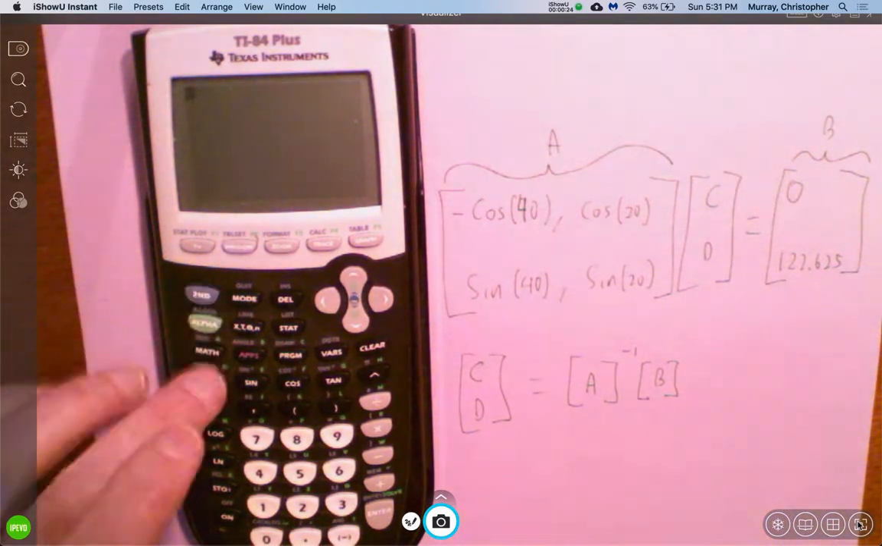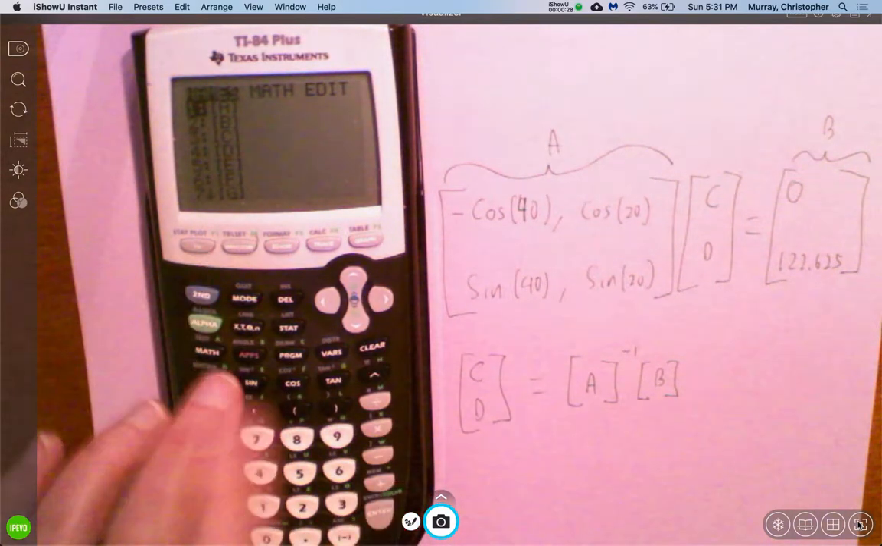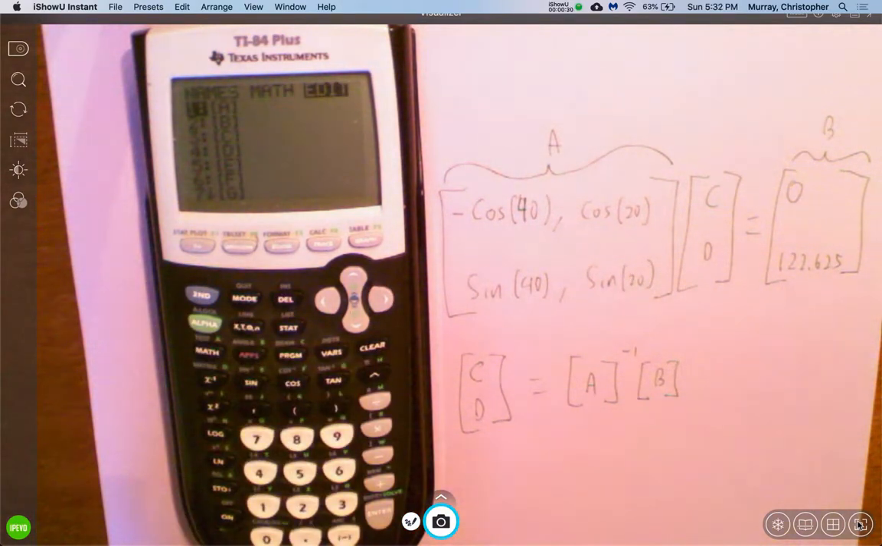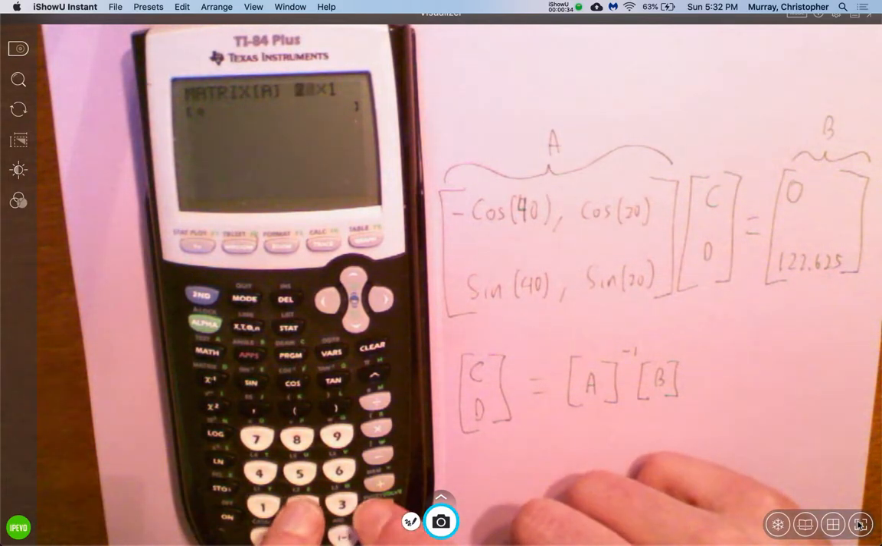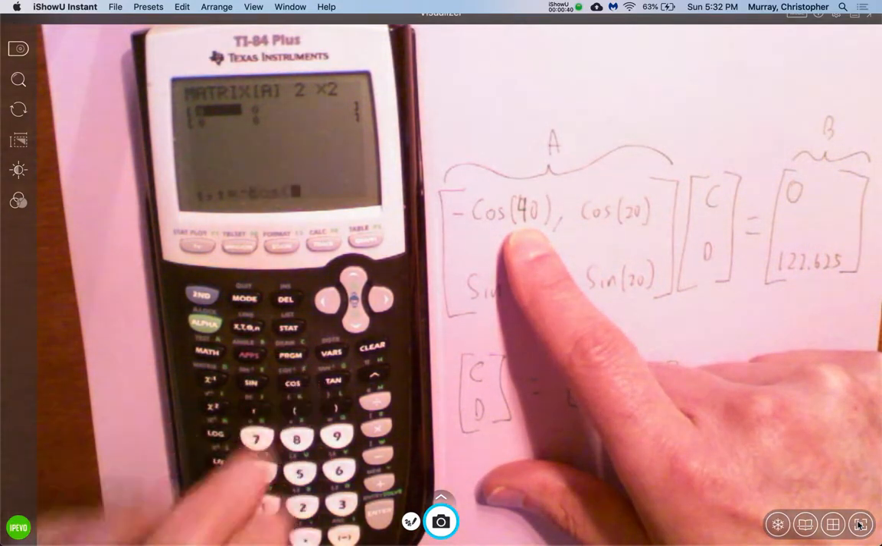We're going to go second matrix and go to edit. So go second matrix, go over to the right, then hit enter, and there it is. And we want A to be a 2 by 2, so 2, enter, 2, enter. And now we're typing in this, so opposite of cos of 40.